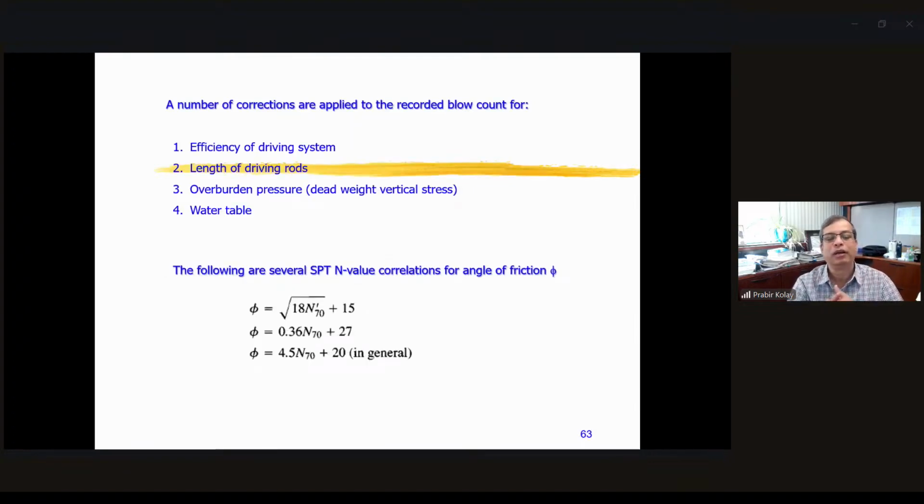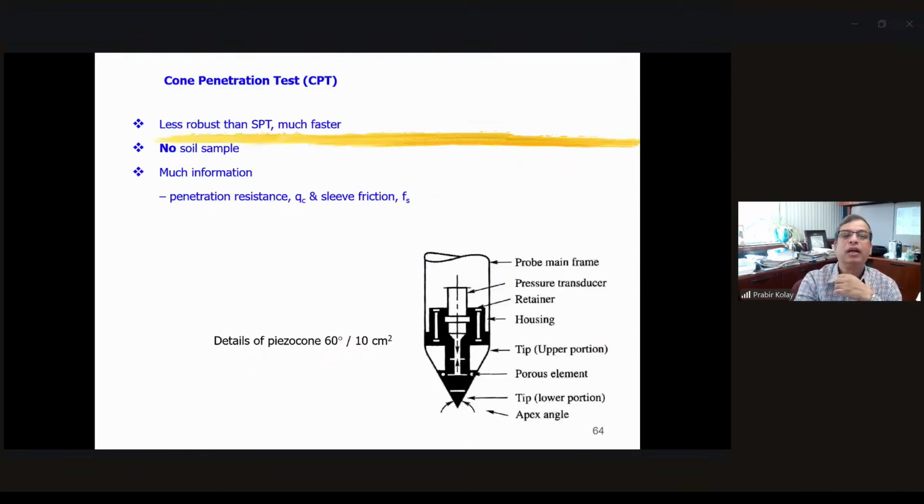And as I mentioned, over here these are the relations of the angle of internal friction with the corrected N value. As I mentioned, we need that C and phi value for any design of foundation or any structures, okay? So the number of corrections applied to the recorded number of blows, as I mentioned: the efficiency of the driving system, what type of hammer you use, length of the driving rod, overburden pressure, this is very common. And then also we need to use the water table, okay?